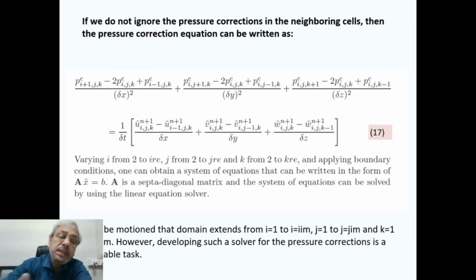Here also, if one desires to go this way, it can be done, but developing such a solver is quite involved and requires special effort. I have also mentioned that the domain extends from I equal to 1 to IIM, J equal to 1 to JIM, and K equal to 1 to KIM. These are the maximum number of points in the respective directions.